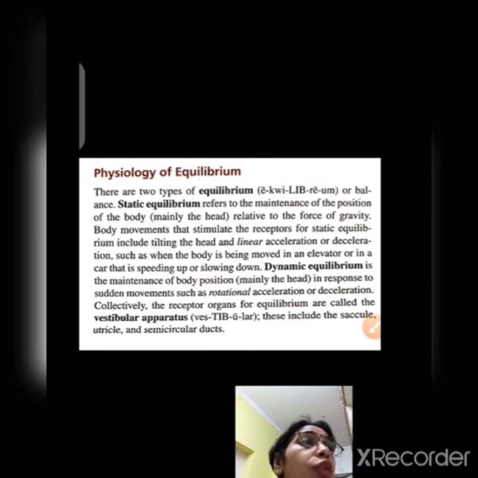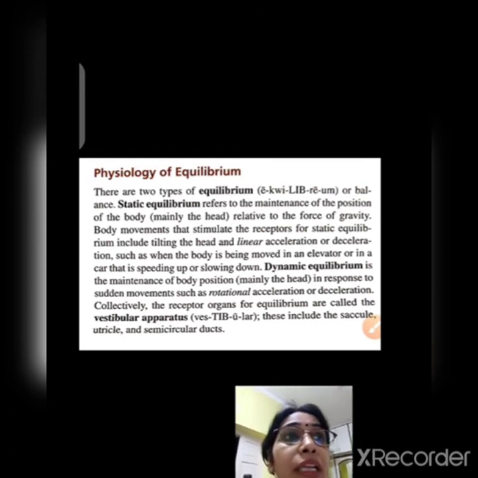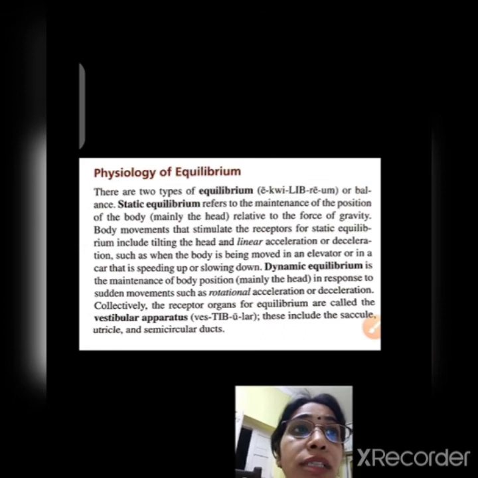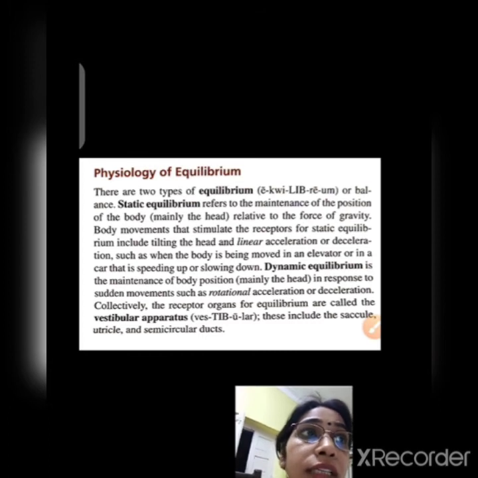Now, there are two types of equilibrium or balance. Static equilibrium refers to the maintenance of the position of the body, mainly the head, relative to the force of gravity. Body movements that stimulate the receptors for static equilibrium include tilting of the head and linear acceleration or deceleration, such as when the body is being moved in an elevator or in a car that is speeding up or slowing down.